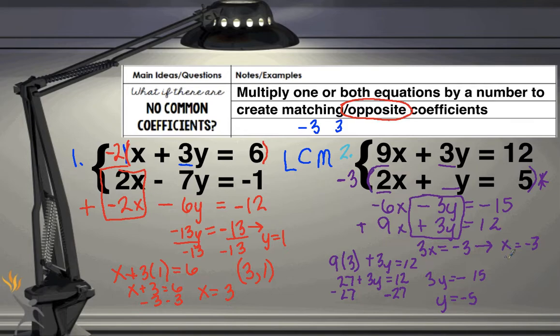Either way, I'm going to get the same answer. So let's go ahead and finalize this answer. X is -3, and y is -5.